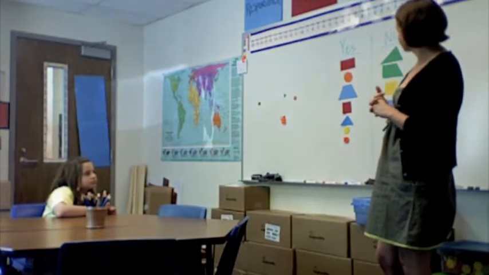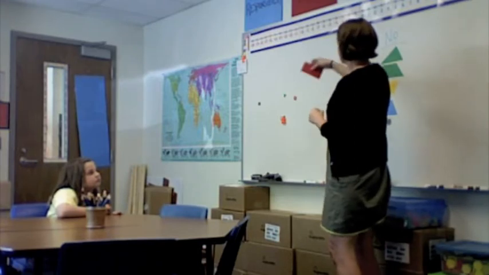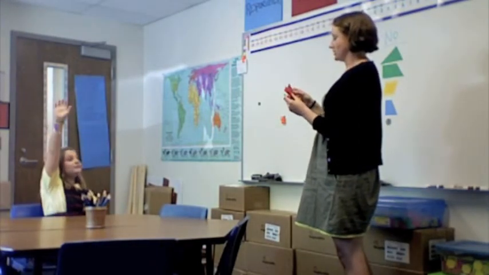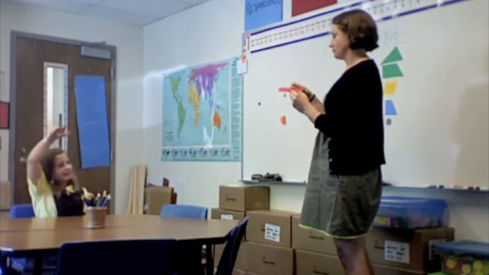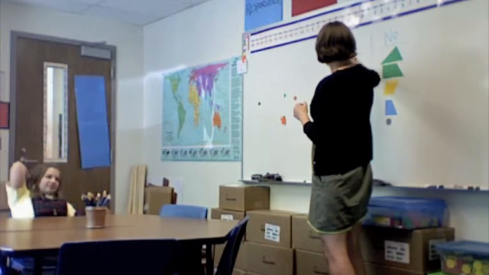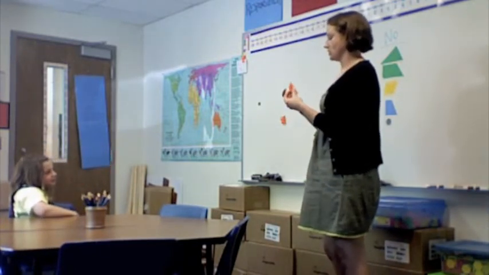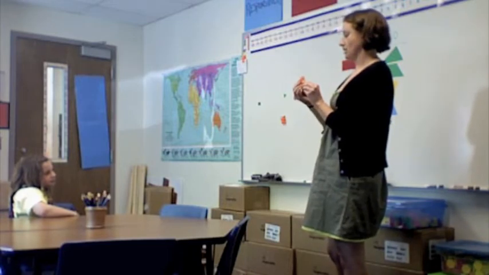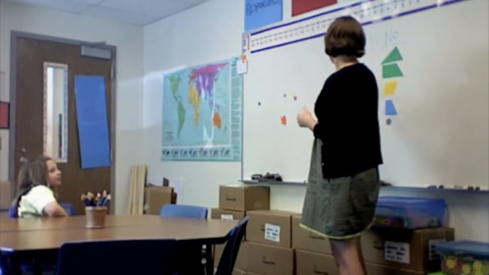Now let me give you a clue. If I fold this rectangle in half, it becomes a square, right? Are both sides the same? Yep. If I fold the circle in half, are both sides the same? All of the sides are the same.